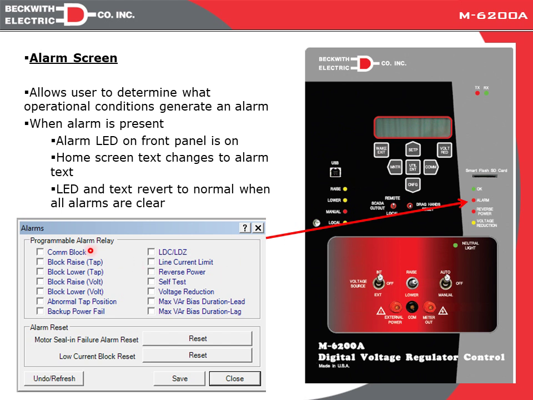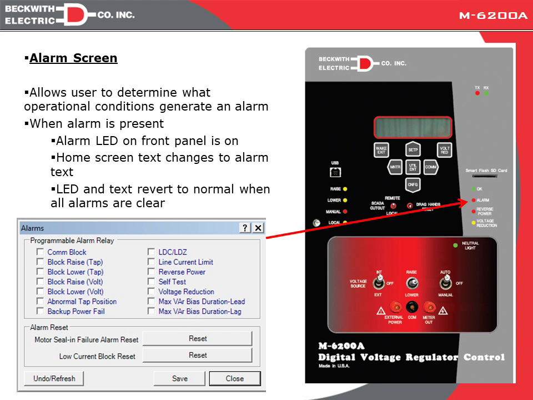So my options are comm block. So in other words, if I were in automatic mode here and my manual light was on, that's an indication that we're being blocked remotely. But if you want further indication, you can check this off and then it would also drive this LED and it would also say communications block. We can block on tap, the voltages, an abnormal tap position, line drop or line current, reverse power, the voltage reduction, and if you're using the VAR bias we're going to discuss in a future setting with line drop compensation, then both this one and that one will be discussed at that point.